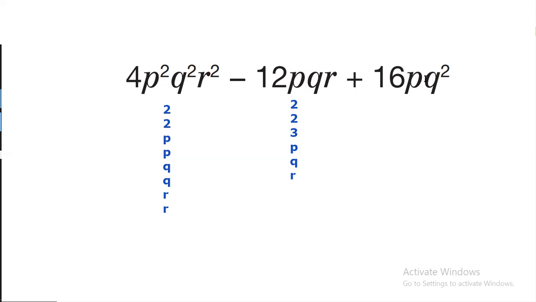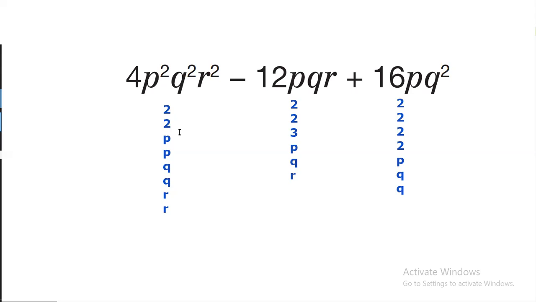Now, the third element here, we have 16. 16 is 2 times 2 times 2 times 2. And then we have a P and QQ, which is Q squared. And by that, we broke down all the elements here into their prime factors.